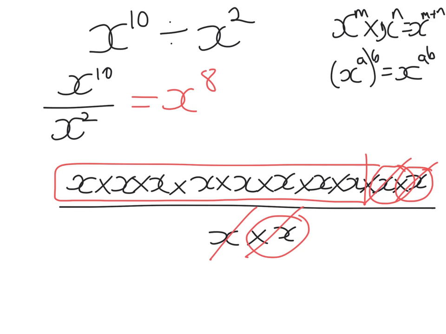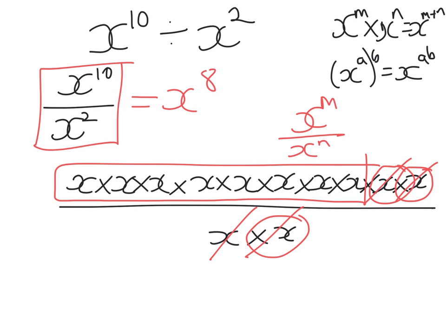So how could I have got that using just these powers? I could have subtracted. So in this case, x to the m divided by x to the n is x to the m minus n. Let's have a look at another example.